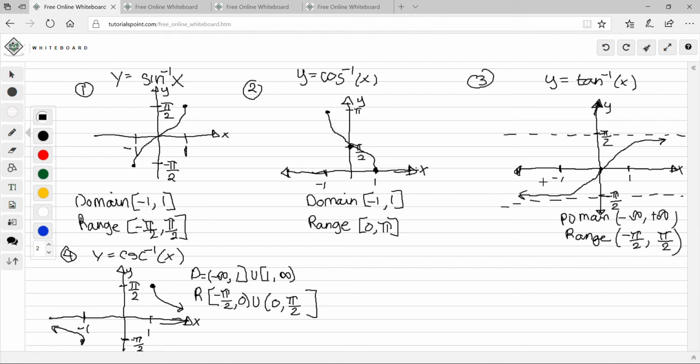So this will come in handy when we do the problems. You'll see what I mean. So it's very important to know the domain and range for all six trigonometric functions.